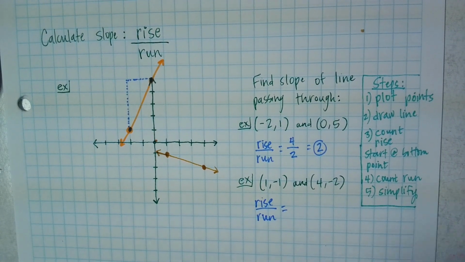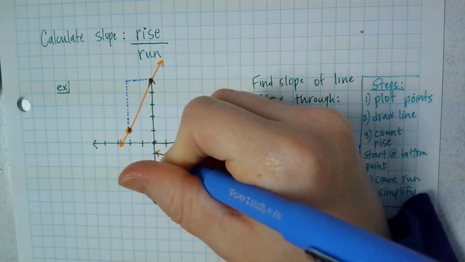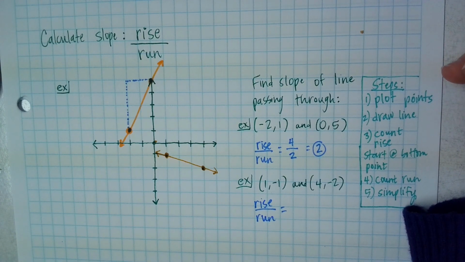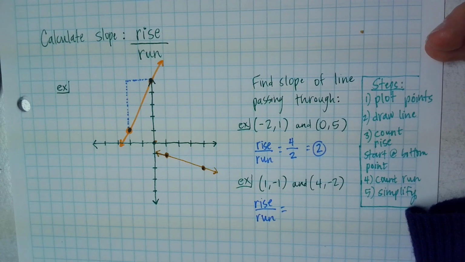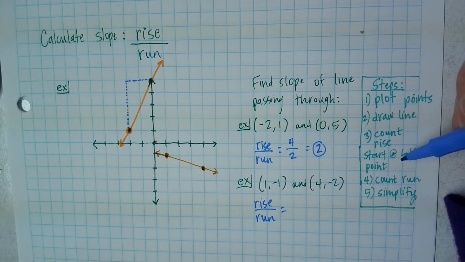And remember, Romeo wants to be with Juliet, but he can't just travel straight to her or the family will catch him. He's got to waka waka to her. Alright, so we're going to rise first. Remember, we start at the bottom point.